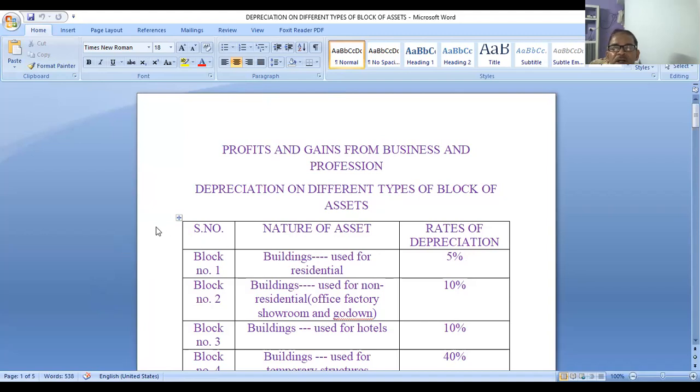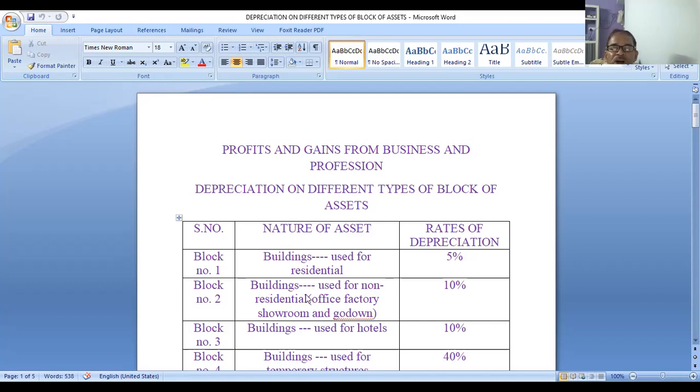If the building is used only for residential purpose, you have to calculate a 5% rate of depreciation. Block number 2: buildings used for non-residential purpose like office, factory, showroom and godown, 10% is the rate of depreciation. Block number 2.